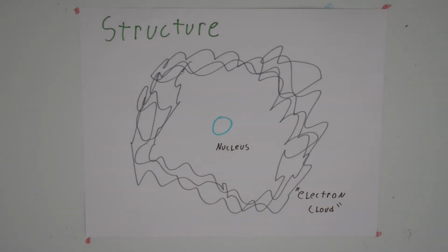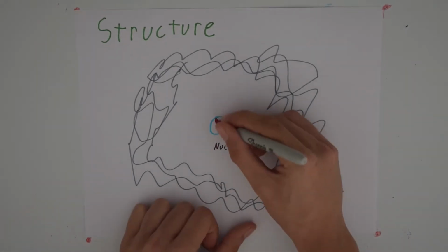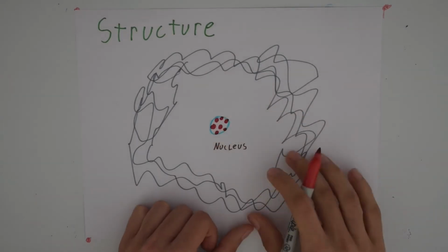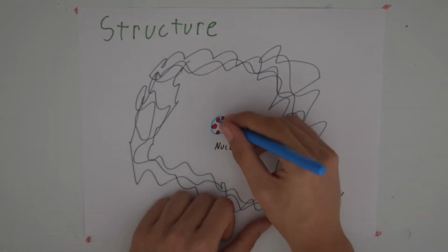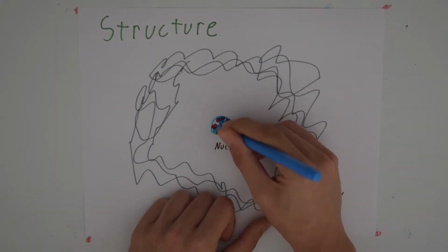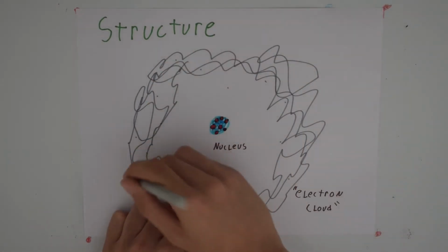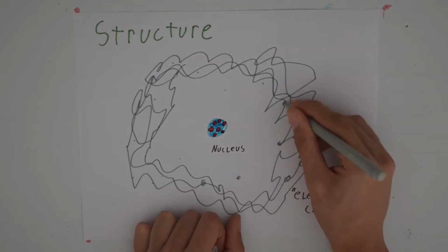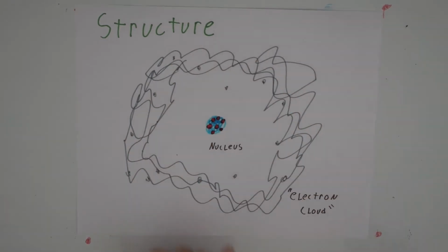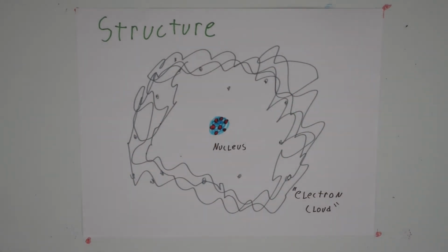The nucleus of an atom contains both protons and neutrons, all tightly packed densely in the center of the atom, while all the electrons float around according to some quantum rules in the electron cloud on the outside. These are the two main parts.